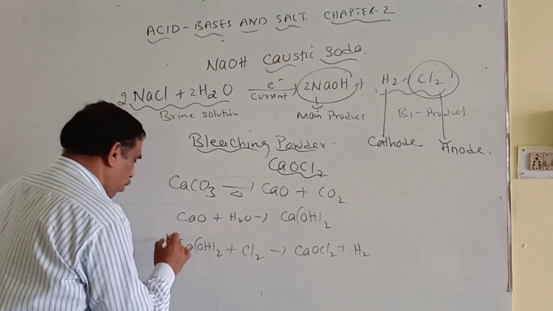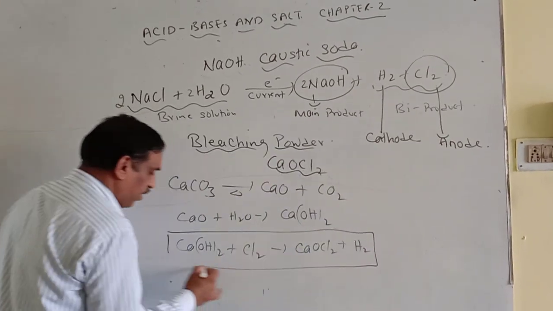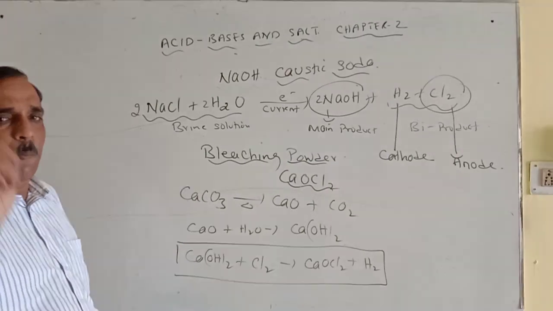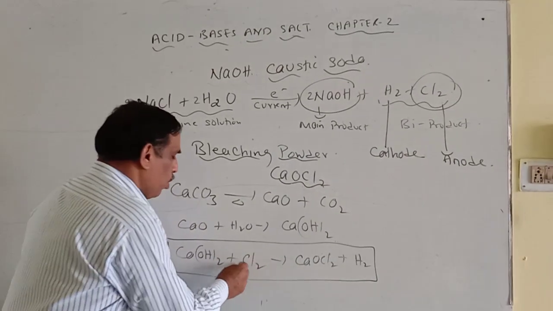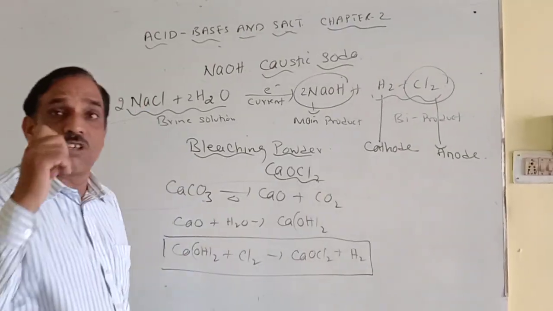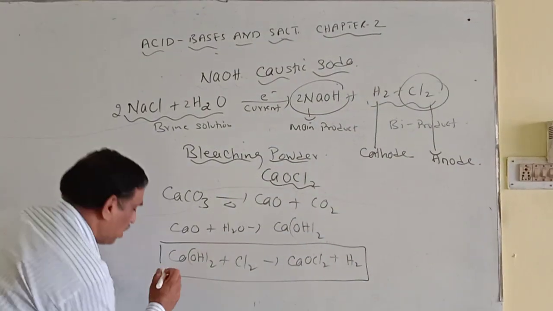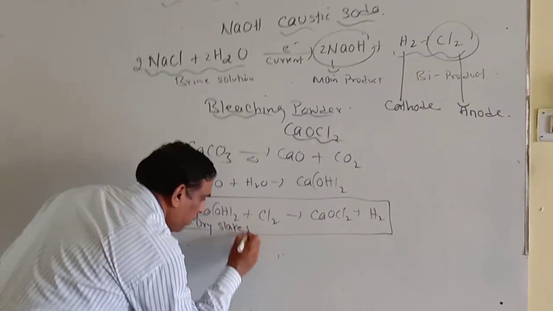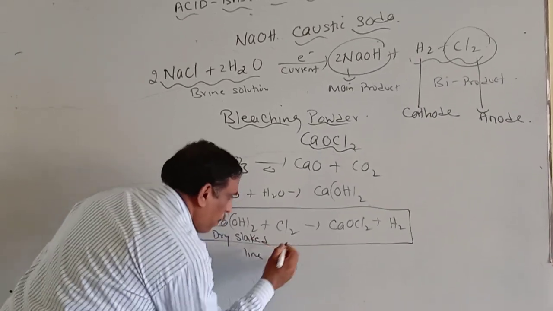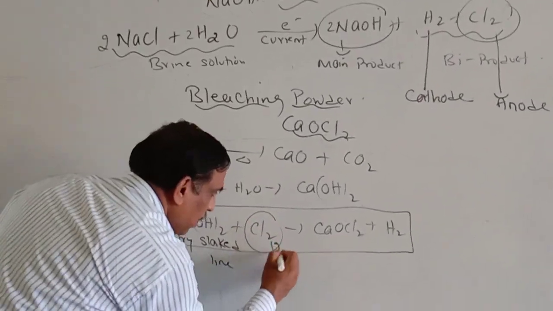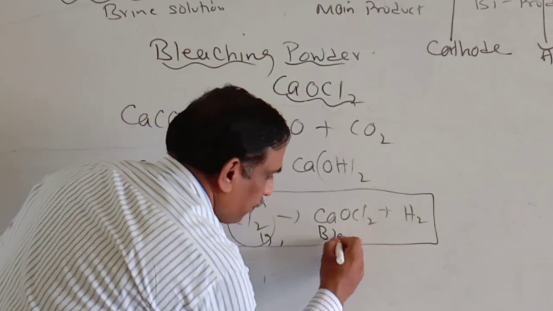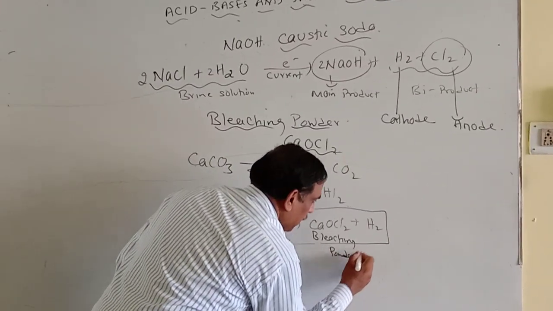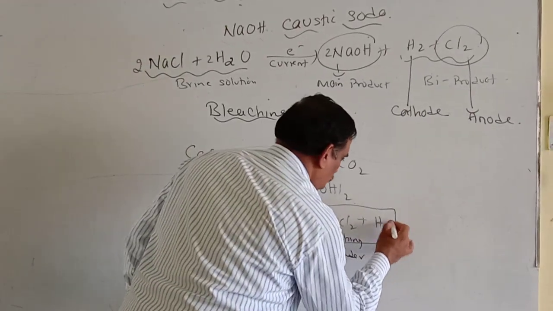So this is the most important part of the equation for the preparation of bleaching powder. Bleaching powder is prepared by passing chlorine gas over dry slaked lime. This is the dry slaked lime, and when you pass chlorine gas, we'll get bleaching powder and water.